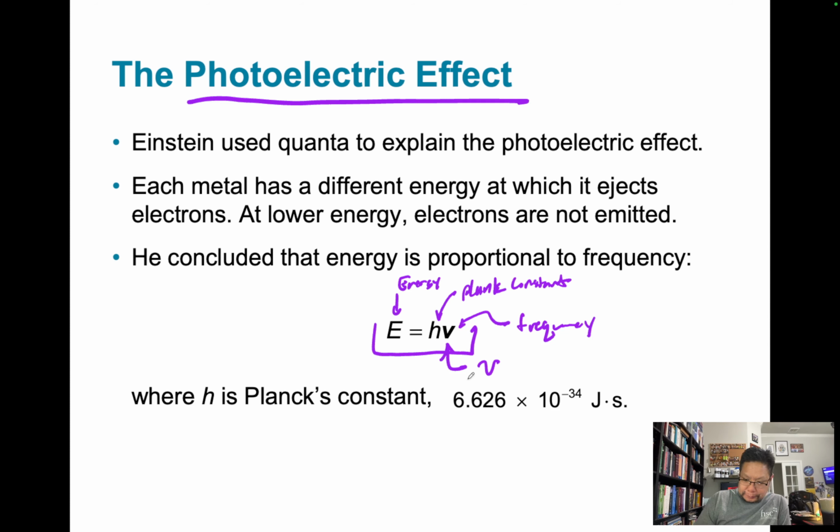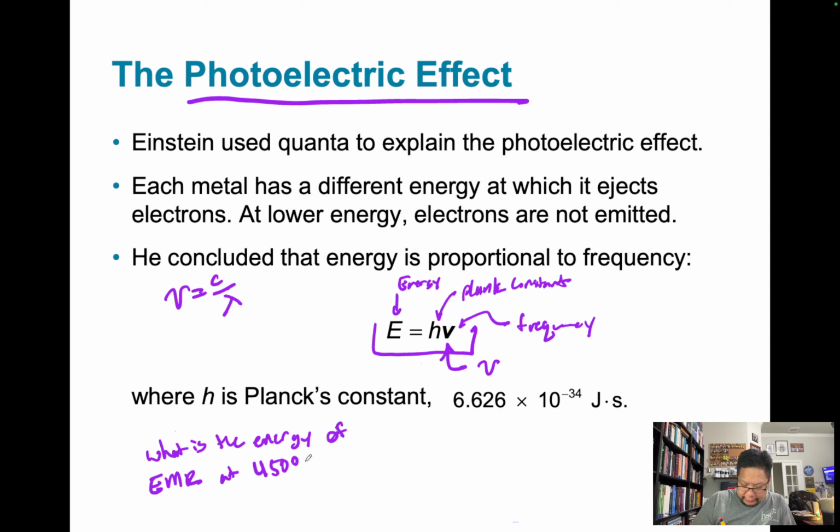So how would you do that? Well, first thing you say is, what's nu? And so that's c over lambda, right? Like that. And so I just told you that the question is, what is the energy of electromagnetic radiation, we're just going to say EMR for short, at 450 nanometers.